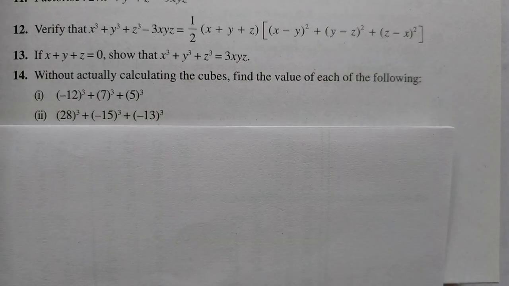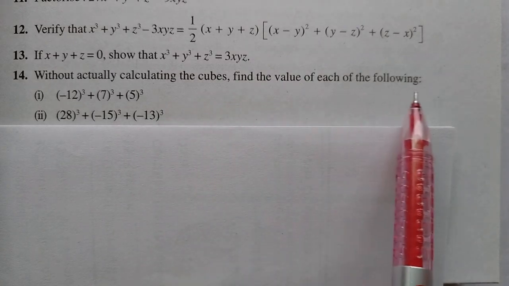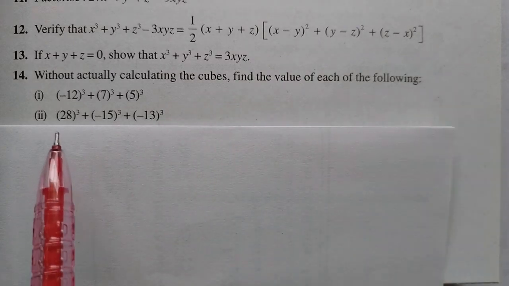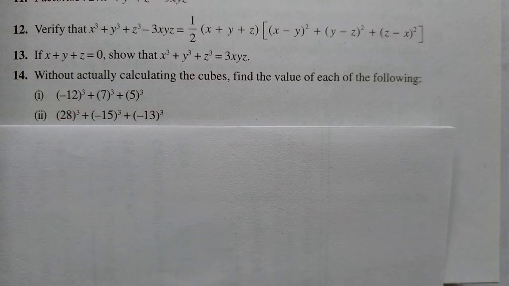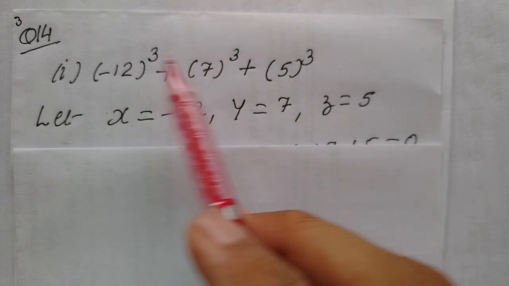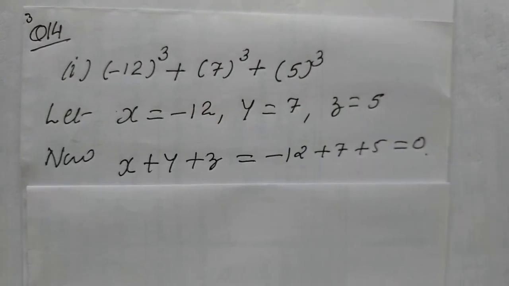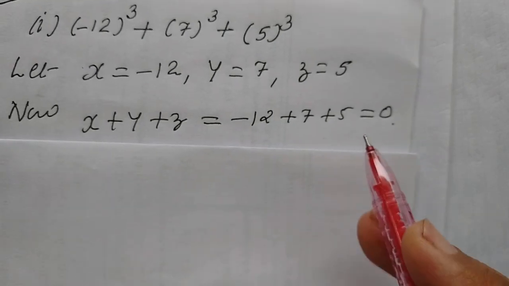Now children, here the question is this way. Without actually calculating the cubes, find the value of each of the following. Just now I explained to you. Let us start the first sum, children. The first step is we suppose x equals minus 12, this is y, this is z. Now we will find out x plus y plus z equals 0.